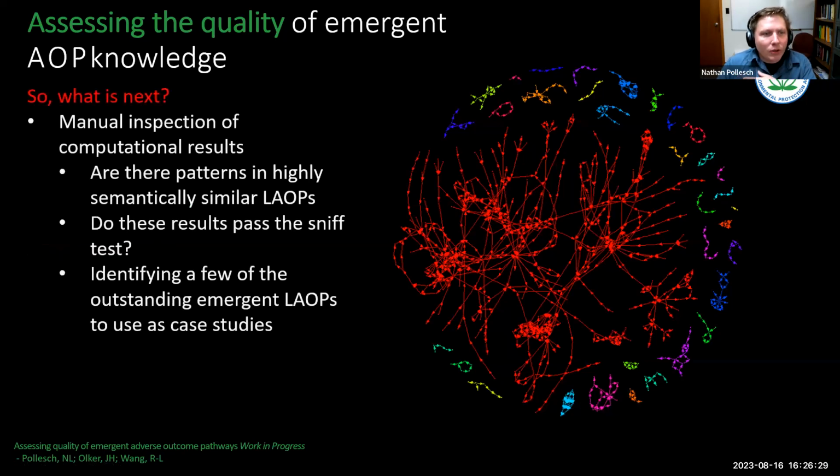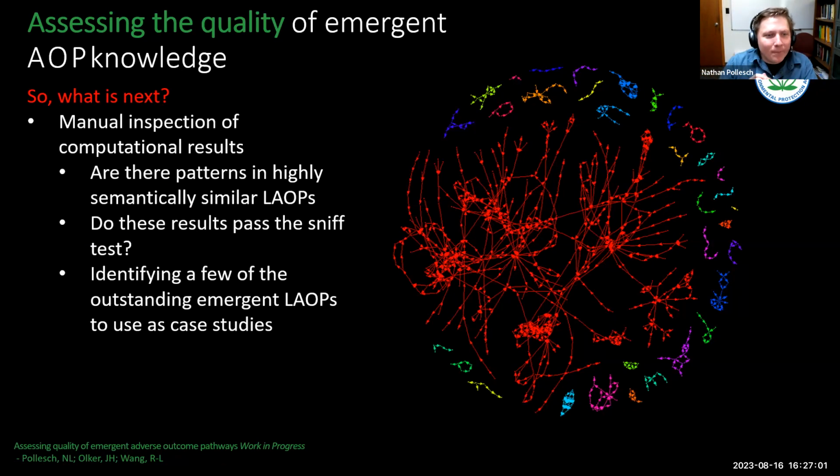Essentially, we've used these metrics to identify and prioritize a list of the emergent AOPs that we want to look at, and start to do some manual inspection. Do these results pass the sniff test? In one early iteration, we had an emergent AOP that was identified as having high semantic similarity. However, the biology in it just didn't make any sense. It started in plants and ended in liver steatosis. These are the things we want to flag.